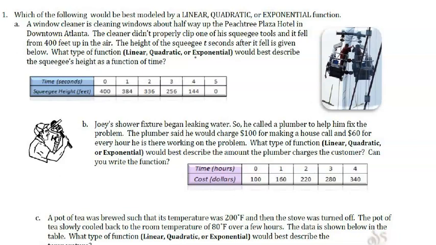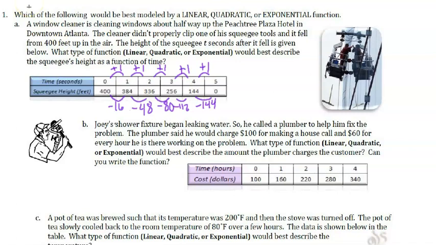Now, it looks like we're dealing with gravity here, and that will be a quadratic function. Let's make sure by looking at the patterns. So time in seconds, we're going to be adding 1. And then let's see what the difference is for each of these numbers. 400 minus 384 would be 16, so we're going to subtract 16. 384 minus 336 would be minus 48.